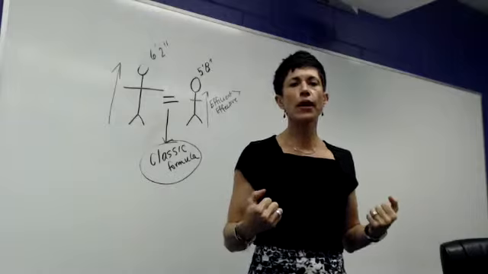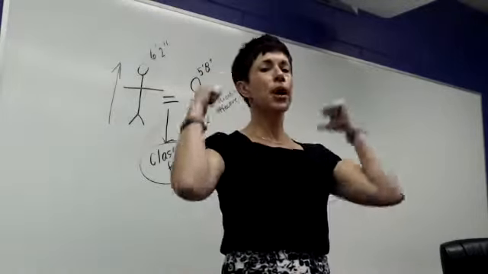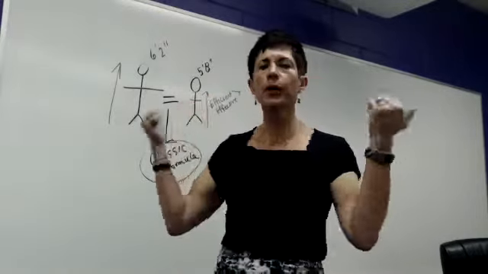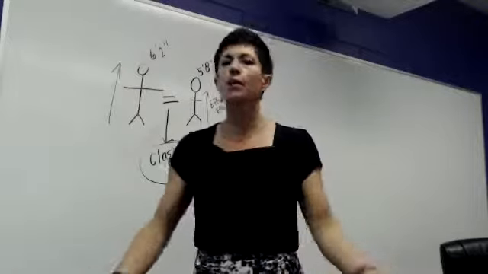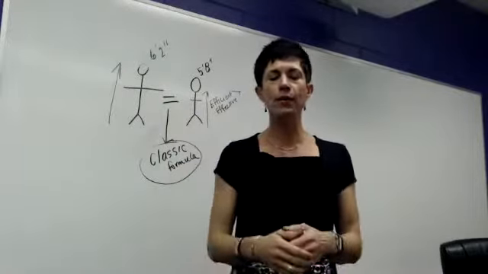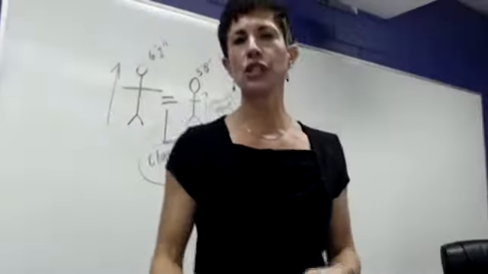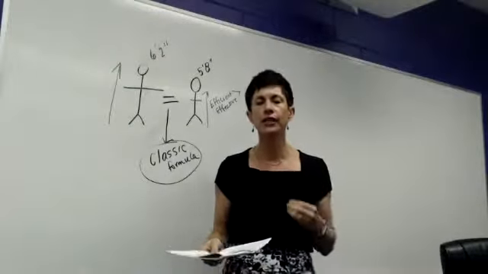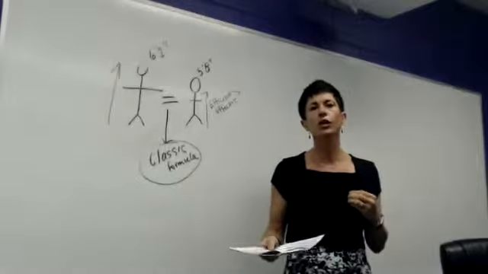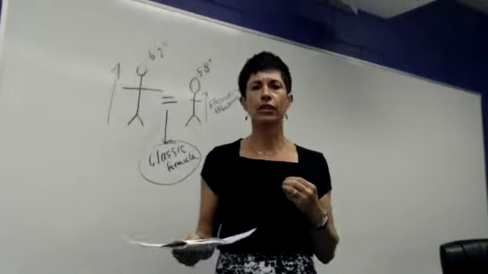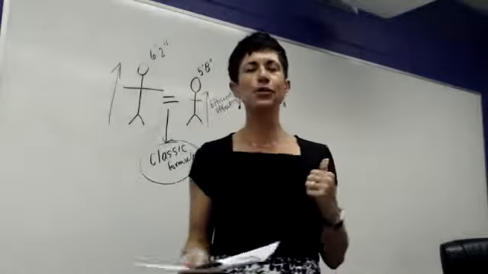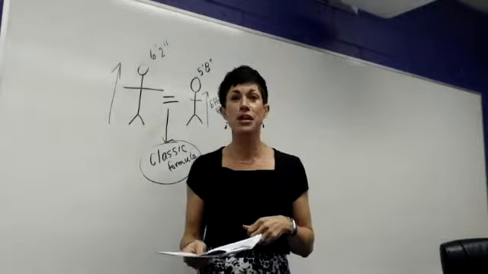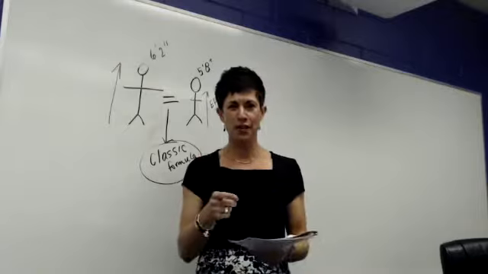And then we know we are actually working that posterior chain. Remember, anterior chain, the front of the body; posterior chain, the back of the body. We really want to ensure that we're working that posterior chain even a little bit more than we do our anterior chain. Remember, the front muscles, show muscles; back muscles, go muscles. We want to be going more than we are showing.